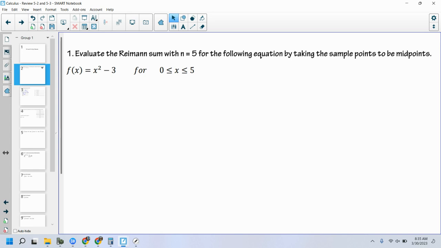All right. So number 1 here, evaluate the Riemann sum for n equals 5 for the following equation by taking the sample points to be midpoints. All right, so Riemann sum. Remember that Riemann sum is delta x times the y values, right? Delta x times the y values.